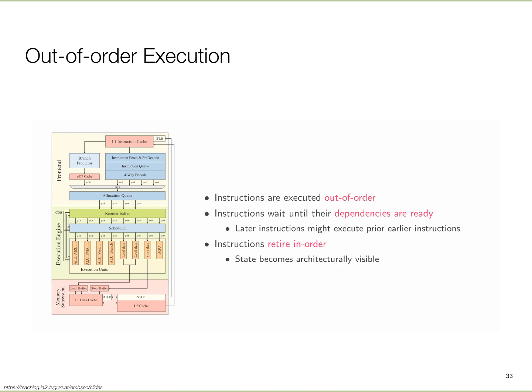So what's happening with out of order is that instructions are executed out of order. Instructions have to wait until their dependencies are ready. If an instruction needs some operands, and those operands are not available because they are being computed by instructions which have not yet finished, then it will have to wait. The consequence is that if I look at the order in which instructions occur in the program, later instructions might execute before the earlier instructions.